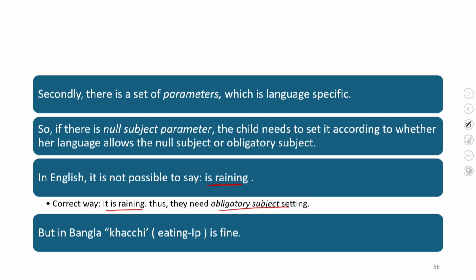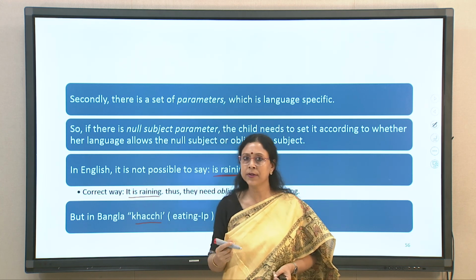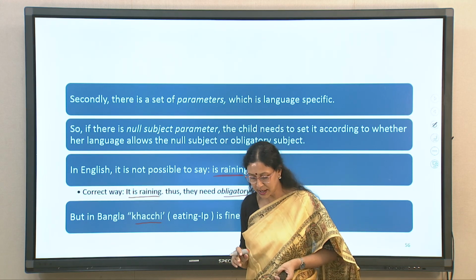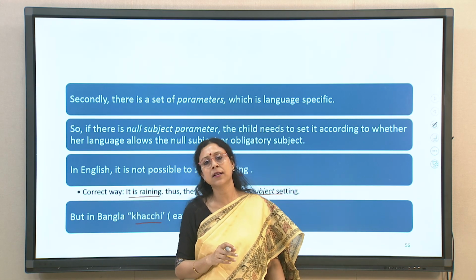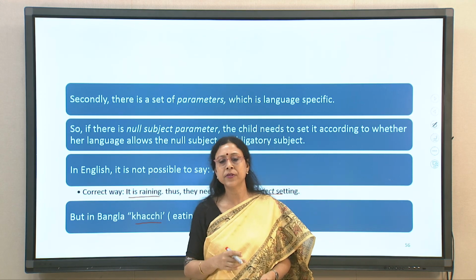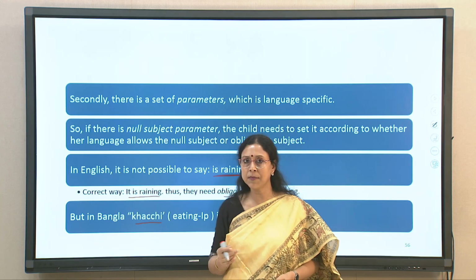So, switch on the obligatory subject setting in this case, but in case of Bangla, for example, it is fine to simply say "khachi." Khachi means eating. The first person is the subject, which is omitted here. So, it is not mentioned, only the verb is there, which encodes the first person information, and this is perfectly fine. If you need to figure out whether it is singular or plural, then you have to depend on context, but otherwise this is fine. So, this is a grammatical construct, hence the null subject parameter will be switched on in case of Bangla.